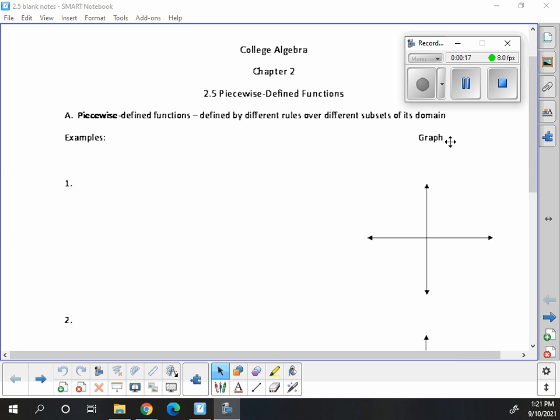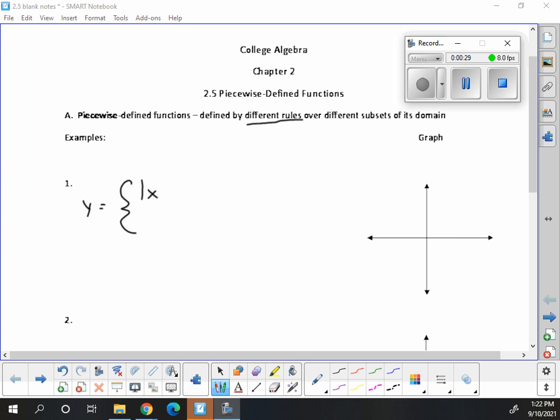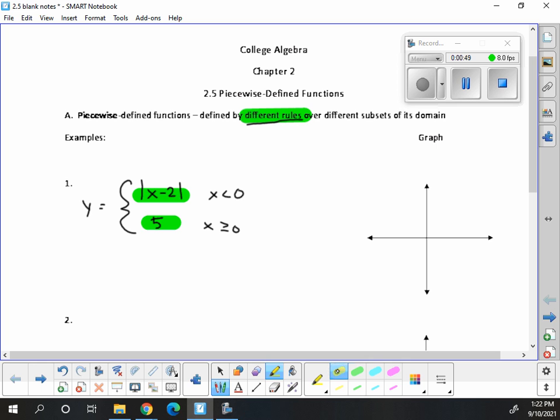So, we are talking about piecewise functions, which means that there's going to be at least two different rules. So, underline or write that down. It'll look like this, right? Y equals, and it might be the absolute value of x minus 2 for x that's less than 0. And maybe it's just 5 for x that are greater than or equal to 0. So that's what a piecewise function is, if you guys remember. It's different rules over different subsets of the domain.